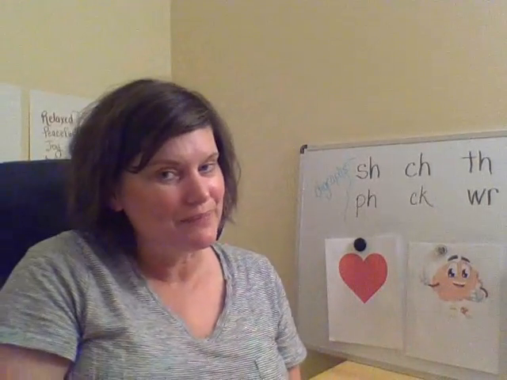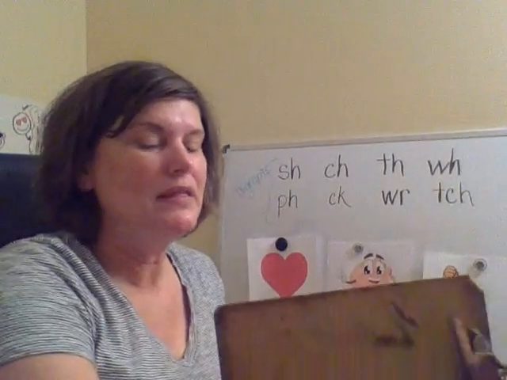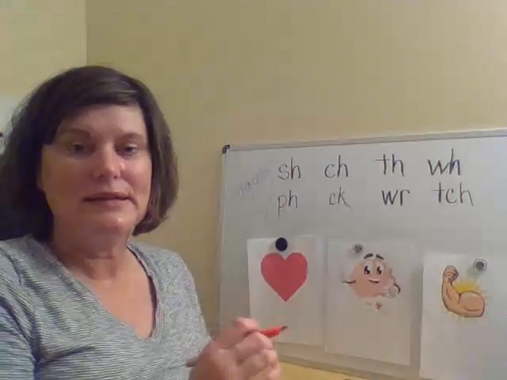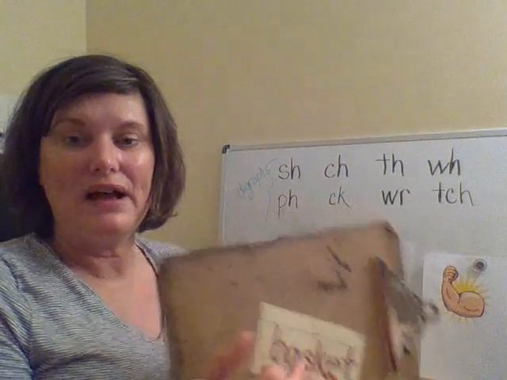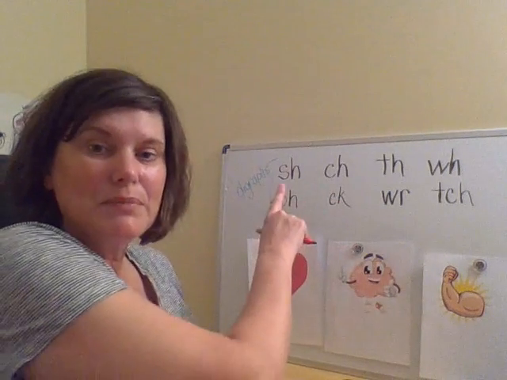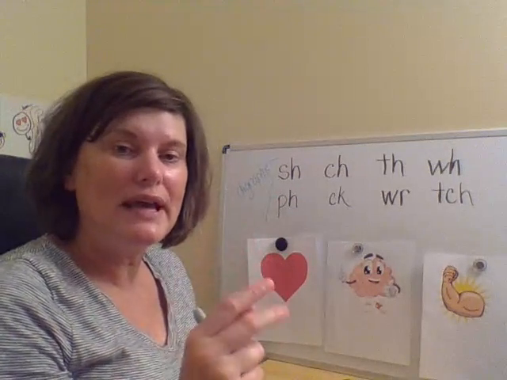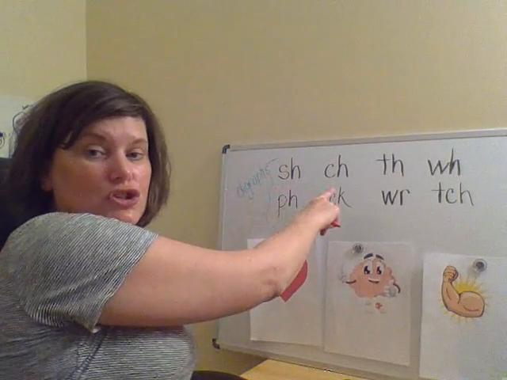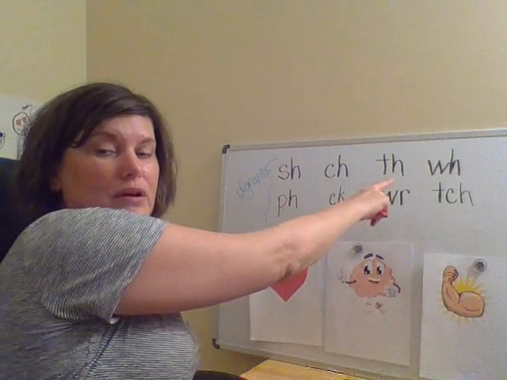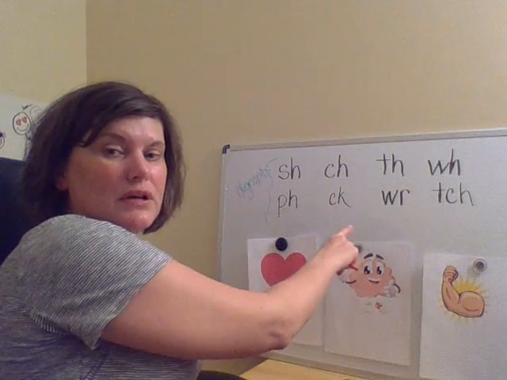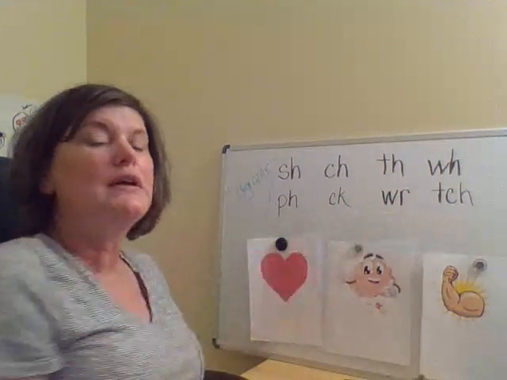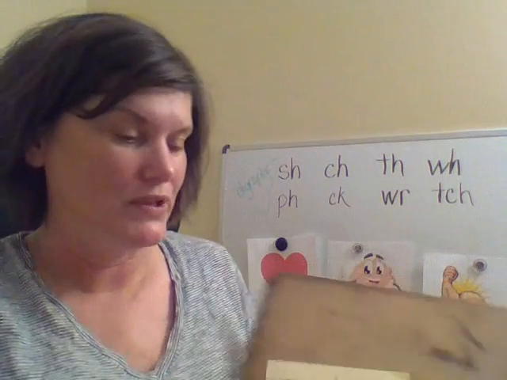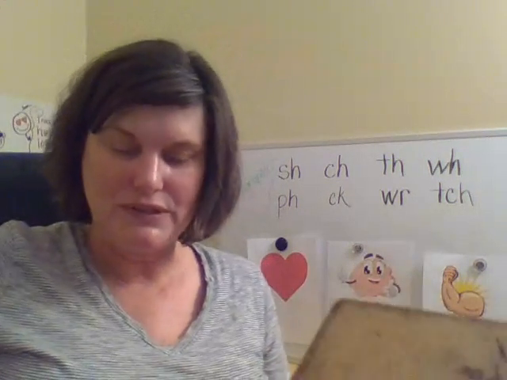Now, there is an exception. The only time that you are not going to split two consonants that are between vowels is if they're digraphs. Remember, digraphs are two or more letters that make one sound, like sh, ch, th, wh, ck. So when you see digraphs between two vowels, you don't split those up. So that's one of our exceptions.